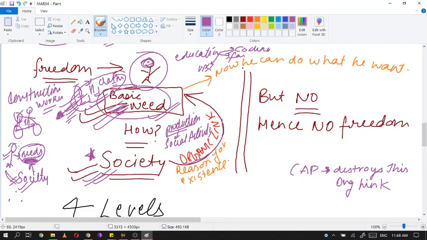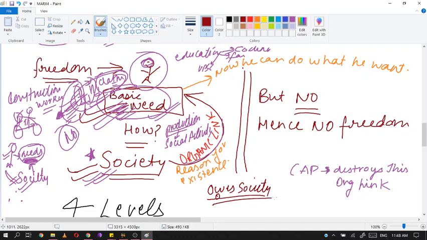But do you see this society giving you freedom from searching for food, shelter and clothes? No. Then what kind of society is this? This is not your society. This is not fulfilling your need. So there is a detachment.